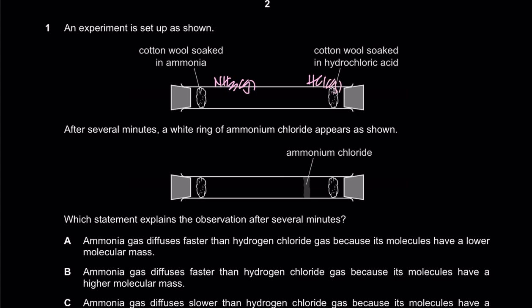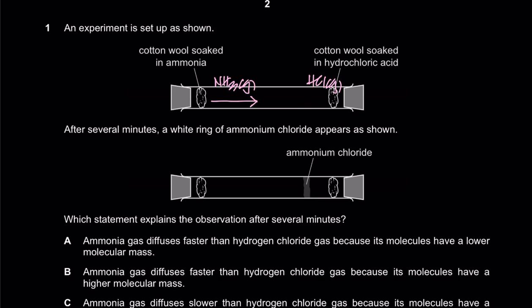We know that if there are vapors coming out, vapors are basically gases, and they're going to move in a random motion at high speed. We call this movement diffusion. They're going to move from a region of high concentration to a region of low concentration. Both are going to move from high to low, right? Now the question is, where are they going to meet?